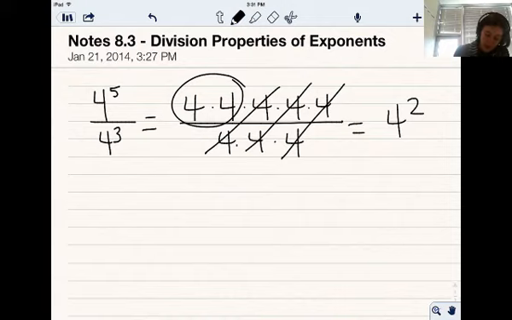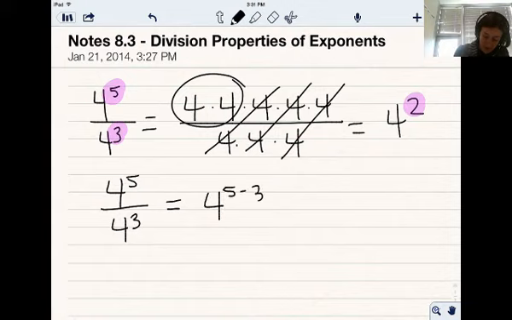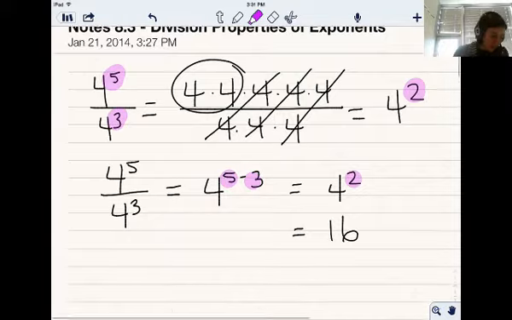So if we think about that relationship between the 5 and the 3 and the 2, we can come up with the property. If we have this problem, our shortcut is to subtract the exponents. So that's equal to 4 squared, which is equal to 16. We are just subtracting the 5 and the 3 to get to the 2.